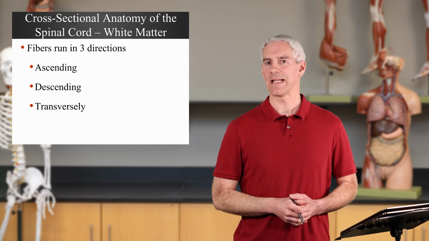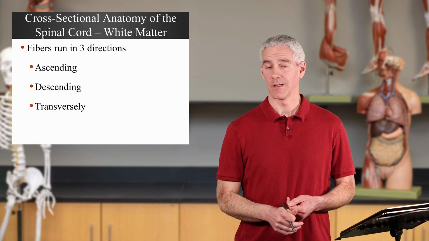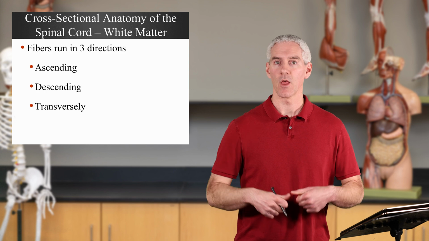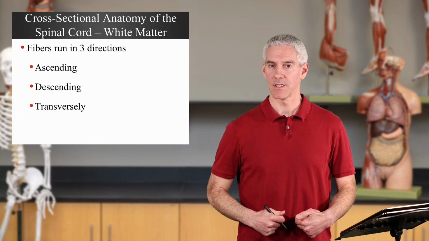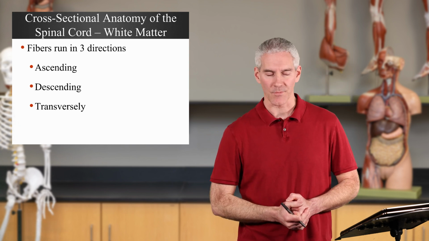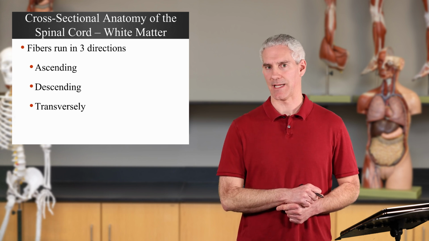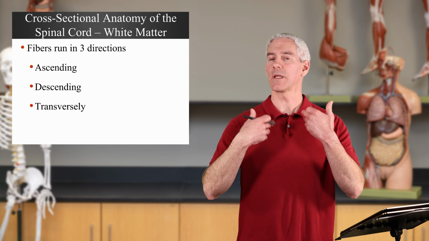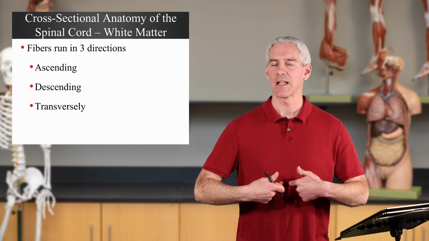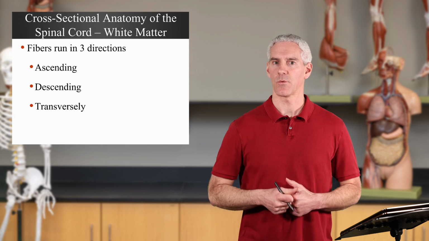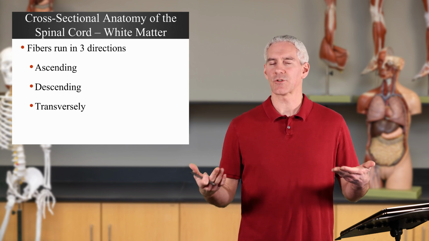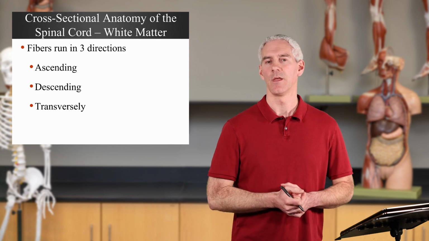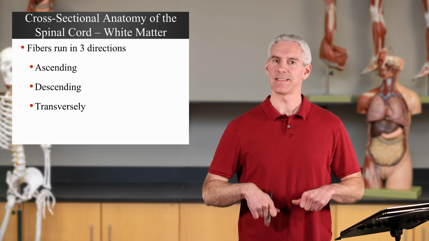Now the fibers run in three primary directions. We have ascending fibers carrying sensory information up. We have descending fibers carrying motor information down. And then we have these transverse fibers. The transverse fibers will be coming down or going up in the white columns and then leaving to interface with the gray matter. It's a way of trying to get the information into the gray matter we've talked about already. So we're looking at mostly ascending and descending though.